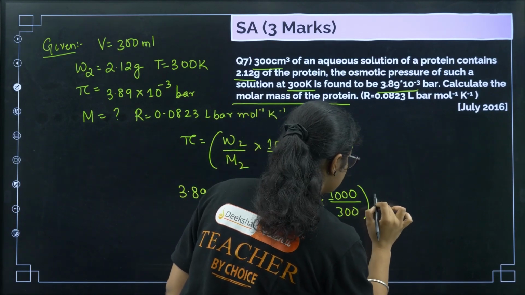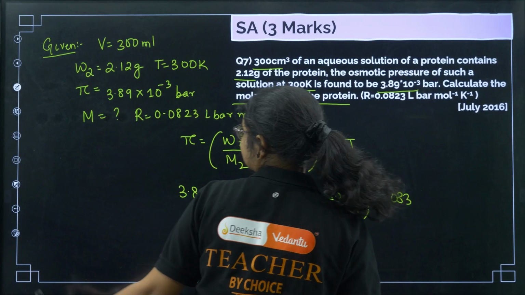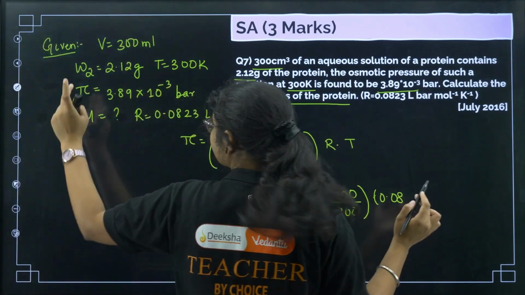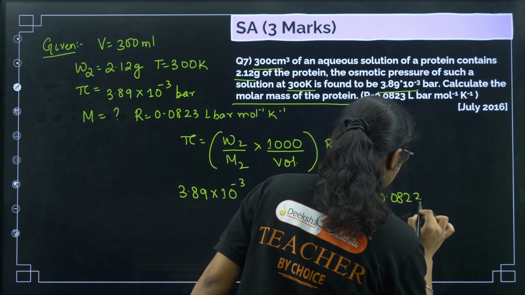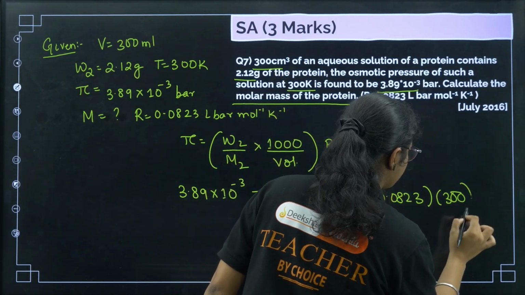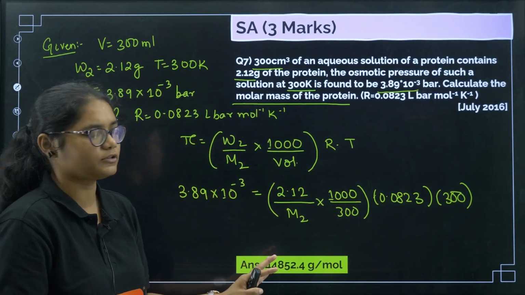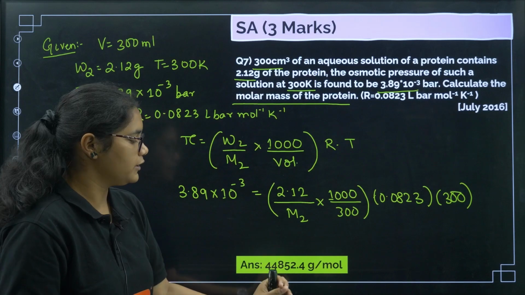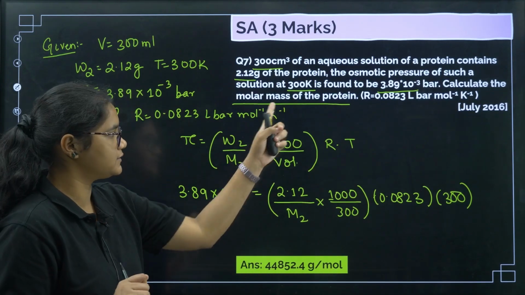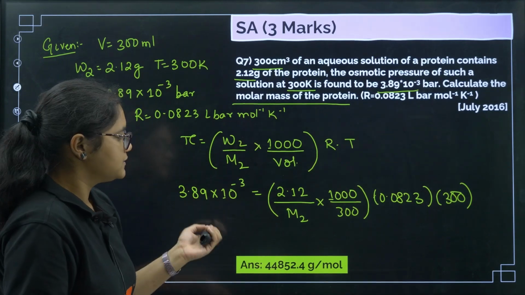Okay, next. 0.083, okay, 0.0823. One second, we have 0.0823 and 300 Kelvin, right? 300 Kelvin. So now if you solve this and get the value of M2, you will be getting around 44,852.4 gram per mole. So remember, molar mass unit is gram per mole. So whenever it is asked to calculate molar mass, units must be gram per mole. Okay, so that is done.